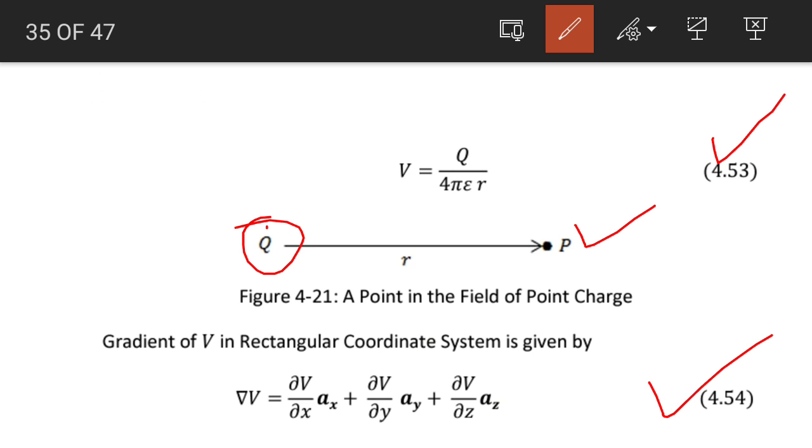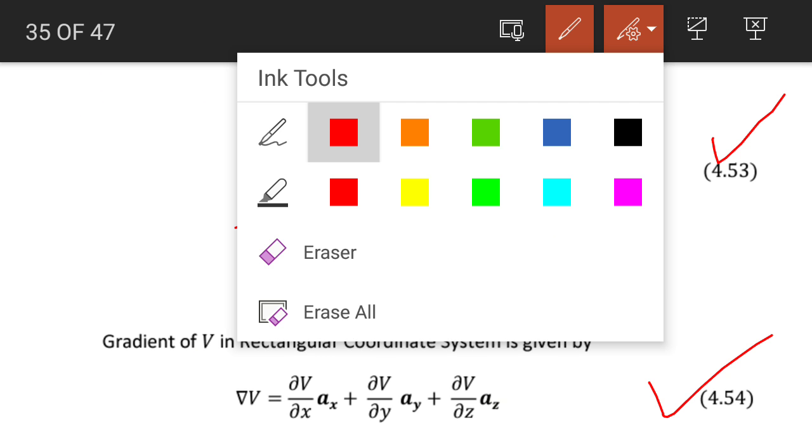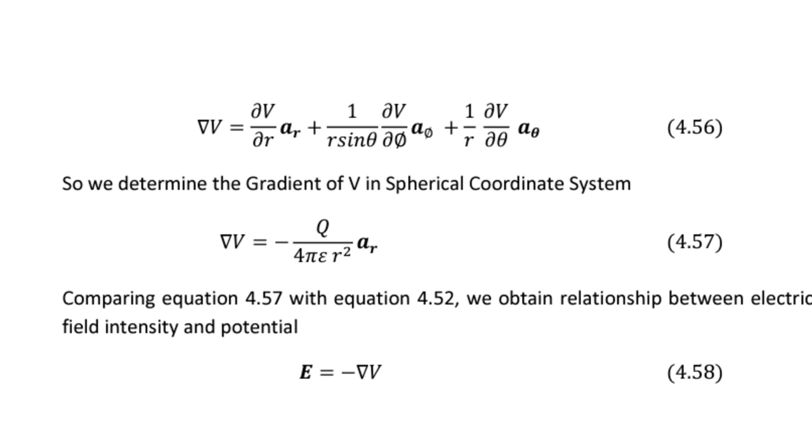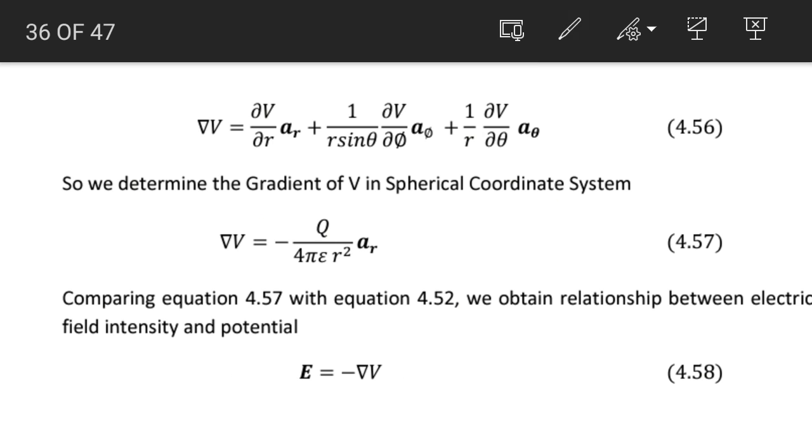This is how we calculate the gradient of the potential in rectangular coordinate system. If you look at equation number 53, it is in terms of r. So it means that the absolute potential is in the spherical coordinate system. So if it is in the spherical coordinate system, we need to consider the gradient of the potential in the spherical coordinate system. And this is how we calculate it.